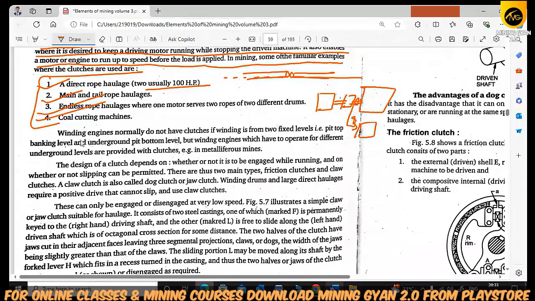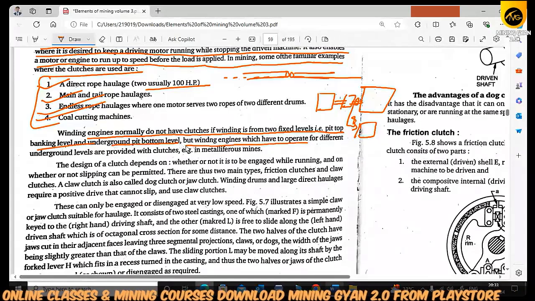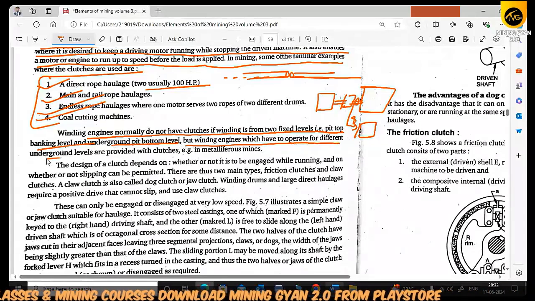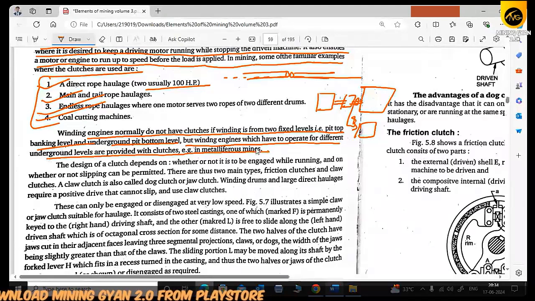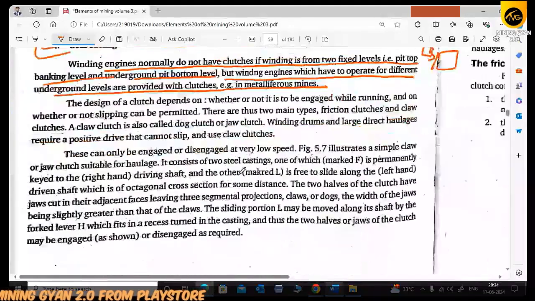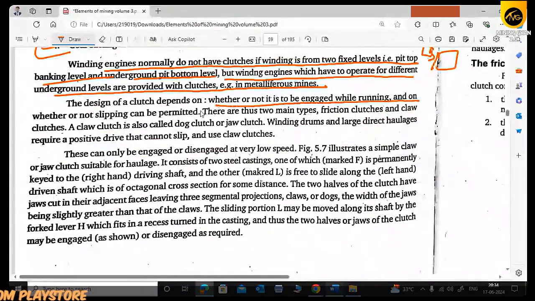Okay, so winding engines normally do not have clutches if winding is in the form of two fixed levels, pit bottom and pit top. But winding engines that have to operate for different levels need to be provided with clutches. The design of clutches depends upon whether they are to be engaged while running, and whether or not slipping can be permitted. There are two main types: friction clutches and claw clutches.